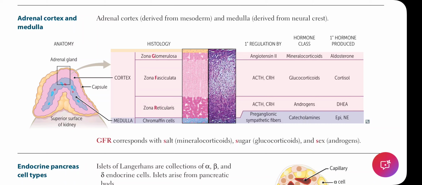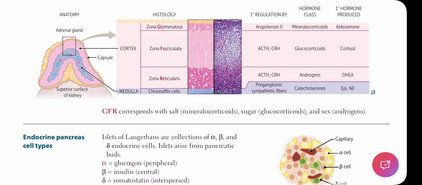GFR: G for salt, F for sugar, R for sex. Salt is adrenal mineralocorticoids, that's aldosterone. Sugar is glucocorticoids, that's cortisol. And sex is androgens, that's DHEA. Then that's the cortex. Medulla is the chromaffin cells, epinephrine, norepinephrine.